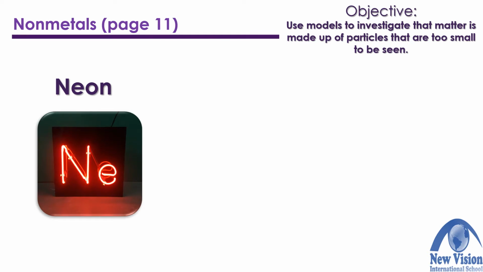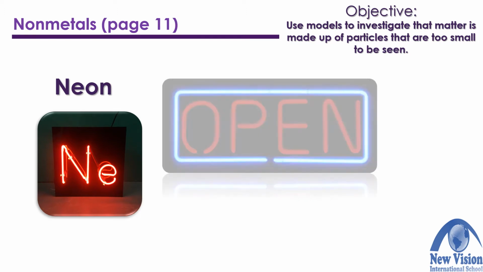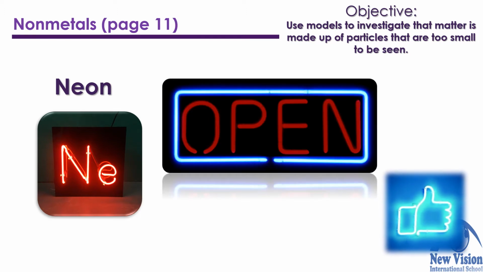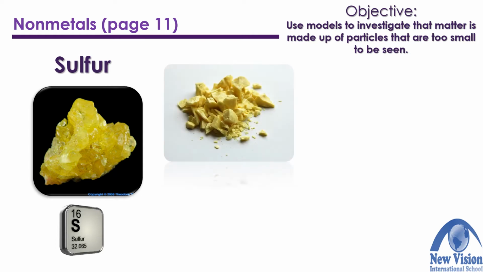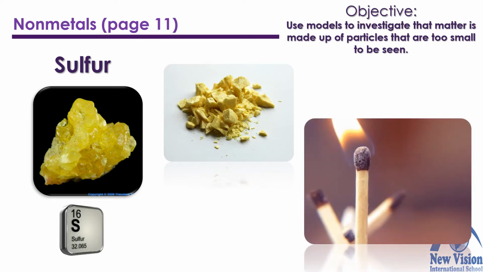Neon belongs to a group of elements called the noble gases. These gases usually do not combine with other elements. Neon is used in neon signs. Sulfur is a solid non-metal. It can be found in nature as a mineral. Sulfur is brittle and burns easily. Sulfur compounds are used to make matches.